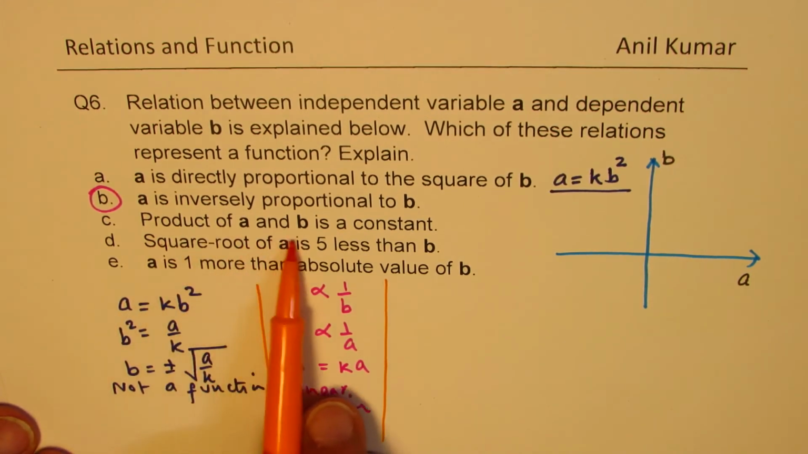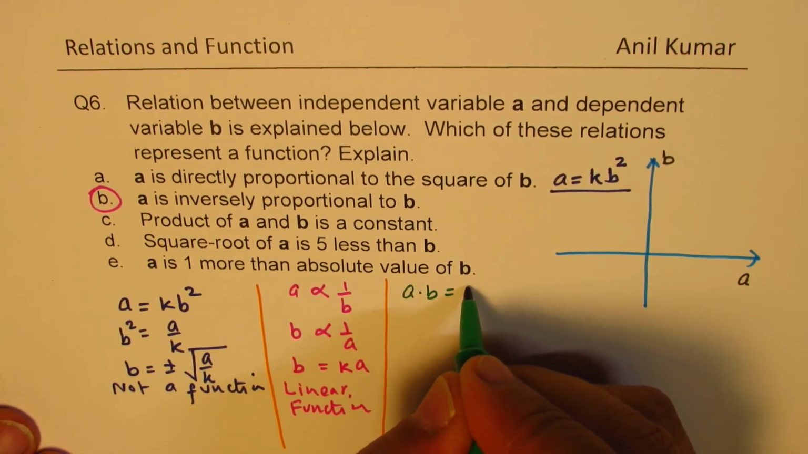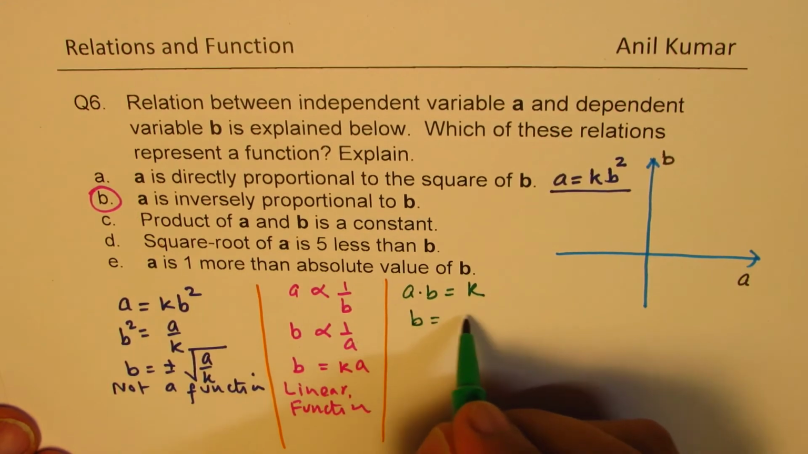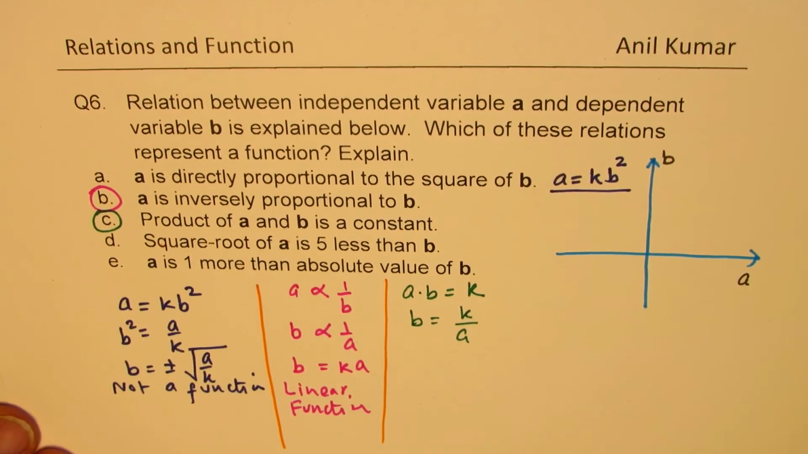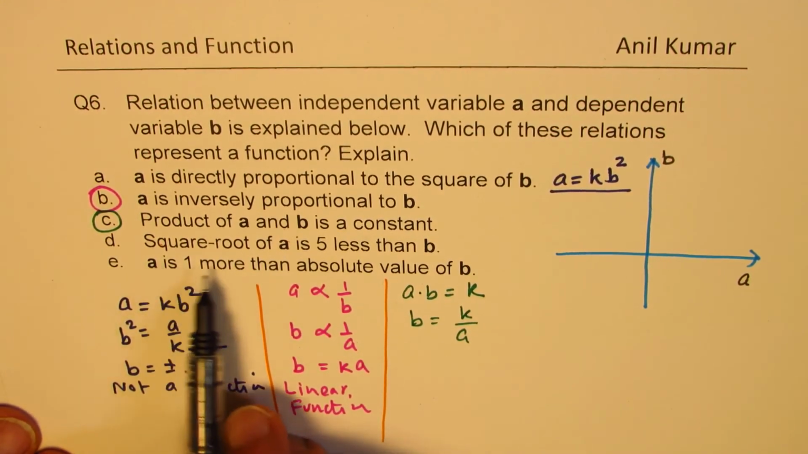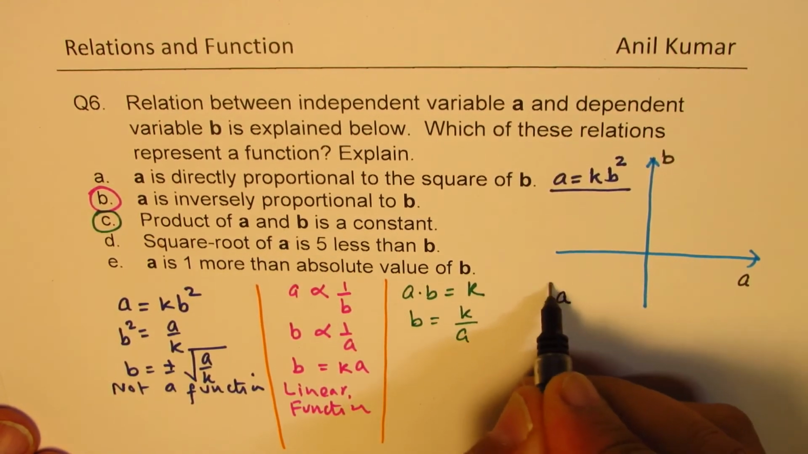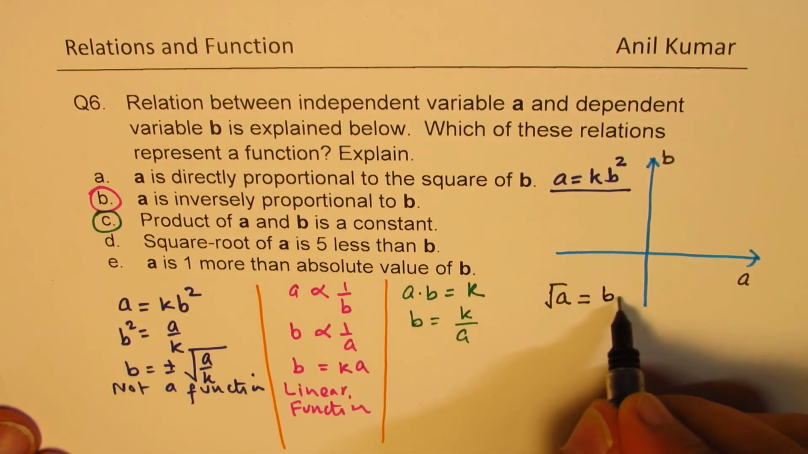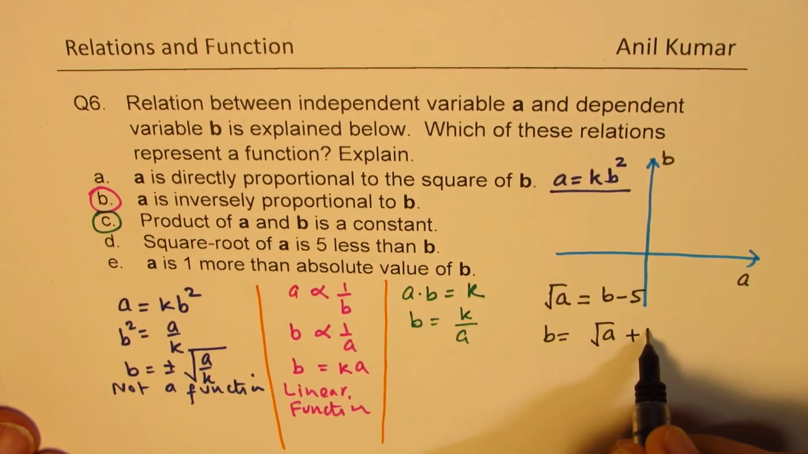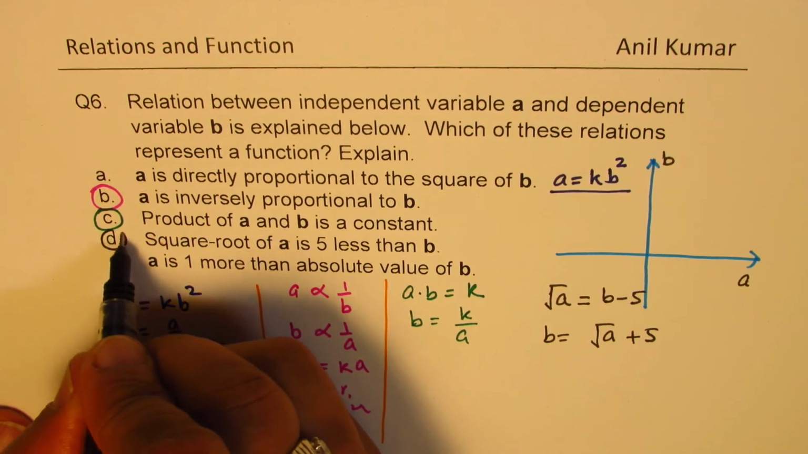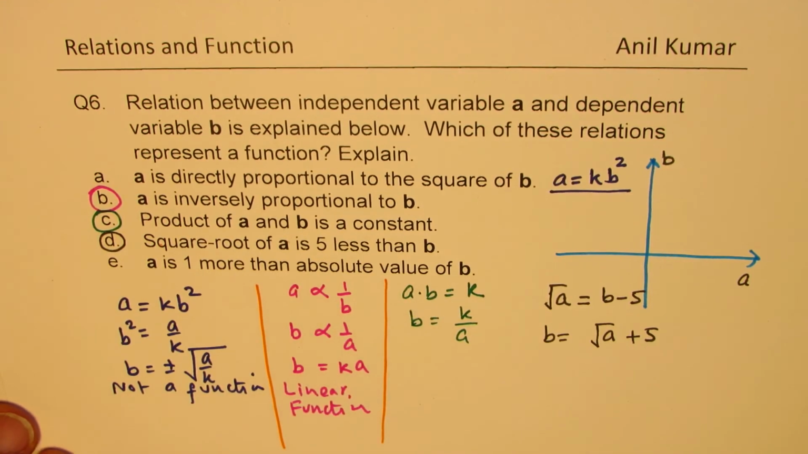C: the product of A and B is a constant. So A times B equals a constant, let's say K. We need to write what B is. B is K over A. It is a function, a rational function. We'll mark this. The next one: square root of A is 5 less than B. So square root of A equals B minus 5, so B equals square root of A plus 5, and clearly this is also a function.